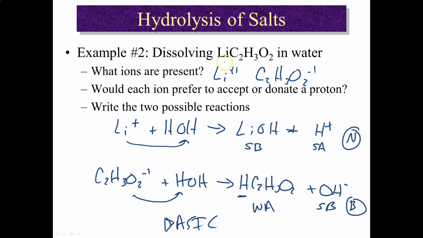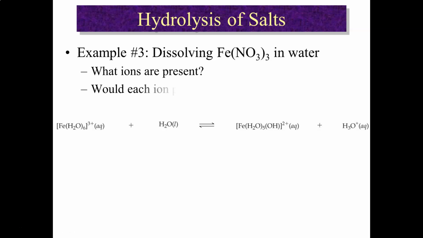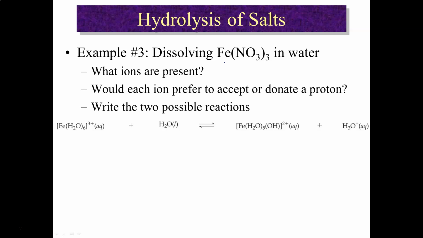That's all you got to do, really. You take a look at what your salt is, you break it up into the 2 ions, write a hydrolysis reaction, and see what you end up with. This one's a little confusing. It's one more. It's iron 3 nitrate. Let's do the same thing. Which ions are present? You have Fe plus 3, and you have NO3 minus 1.